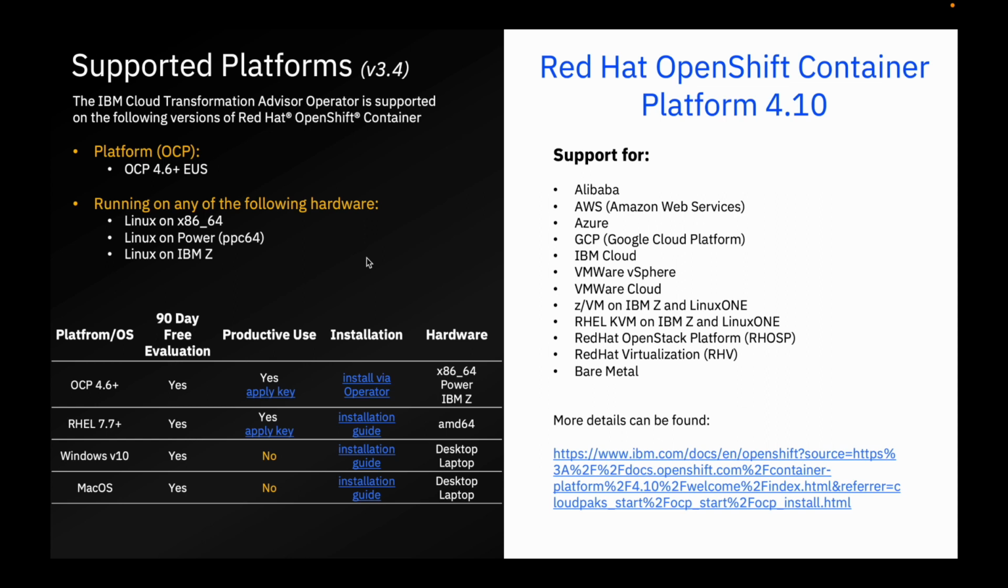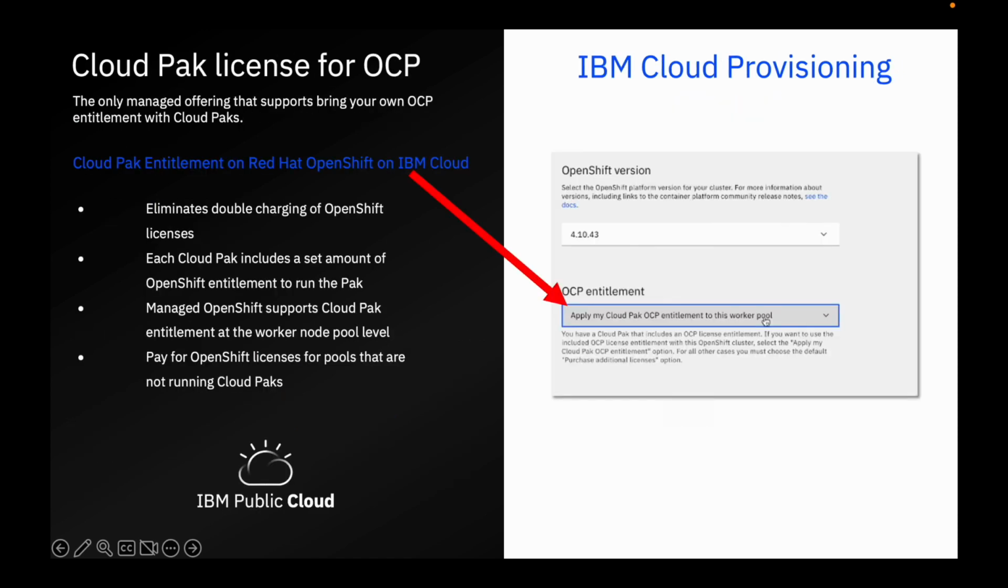Here are the minimums for the supported platforms. OCP 4.6 is the minimum requirement. We will be running 4.10 today. OCP is supported on a wide variety of cloud platforms. A license for OpenShift Container Platform comes with IBM Cloud Paks, and so we want to make sure that as we provision the cloud environment, we set this option.